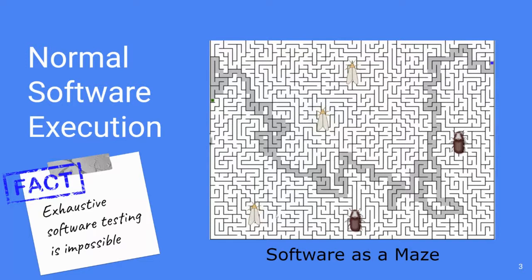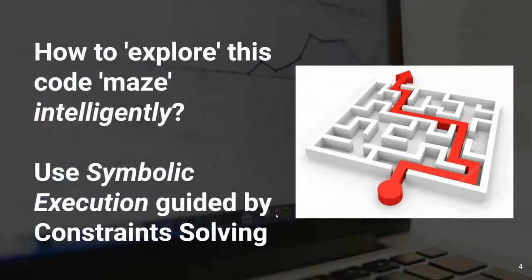Software testing cannot guarantee correctness. This is a well-known fact. So how do we explore this code maze intelligently and as efficiently as we can make it? The technique that we used here is based on symbolic execution, which is an old static analysis technique from the 70s. But we guide it with constraint solving because it's not a pure mechanical process. We need to check that the path we're currently following will actually lead to something that we want to add to our set of tests.